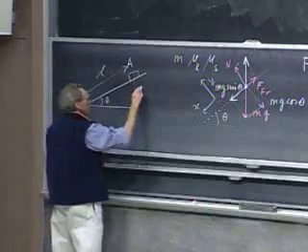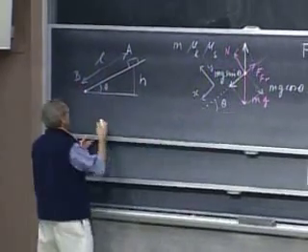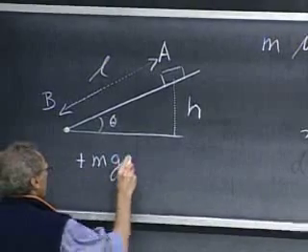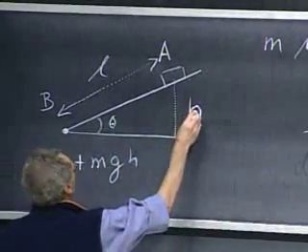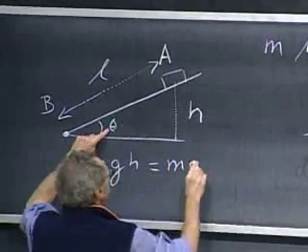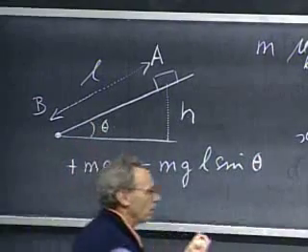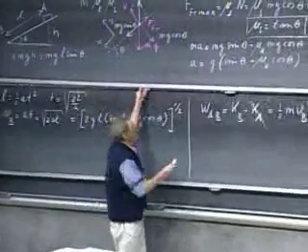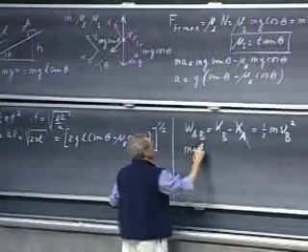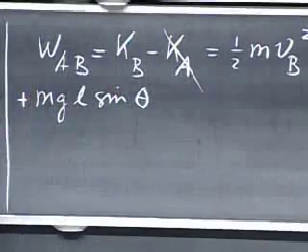Well, first of all, when it goes from point A to B, gravity is doing positive work. It's going down. And the amount of work that gravity is doing is plus mgh. But h divided by L is the sine of theta. So this is also mgL times the sine of theta. That's positive work done by gravity. That's the positive contribution by gravity.